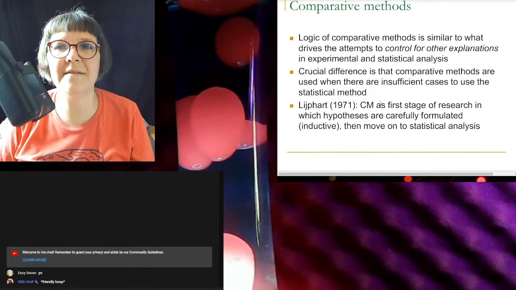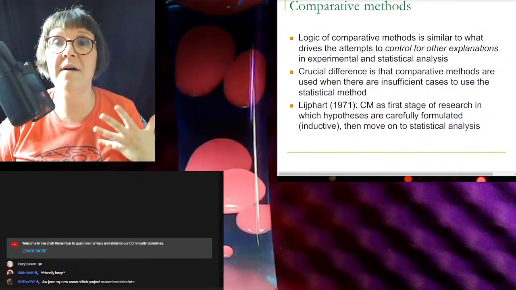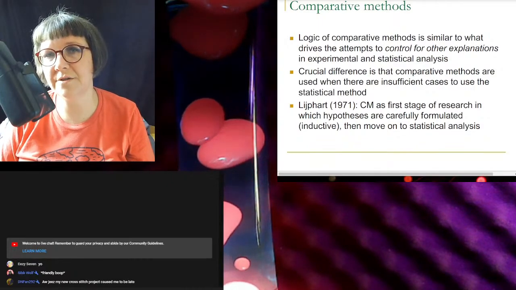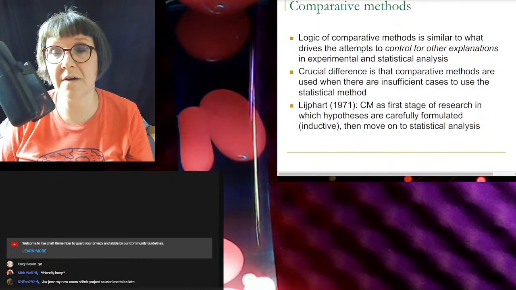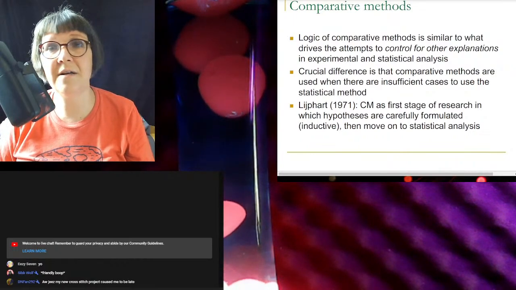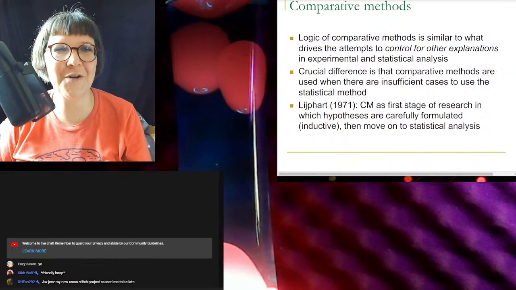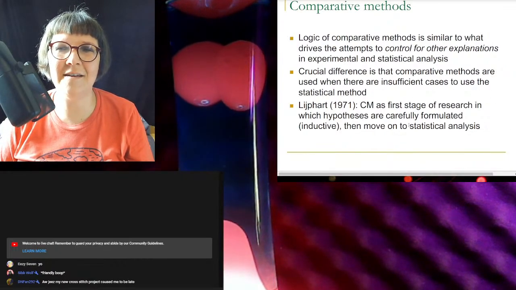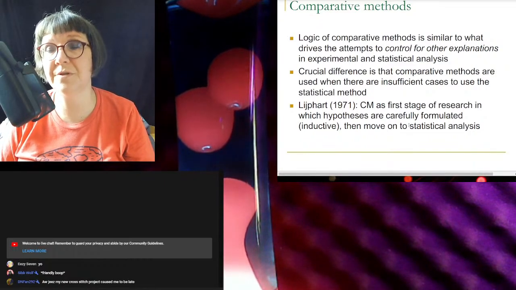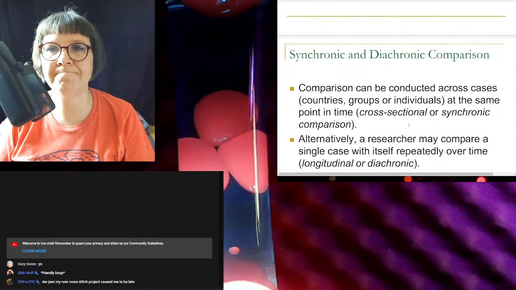Oftentimes, comparative method is a first stage of research where you're doing the important work of theory generation. You're looking inductively at the world and trying to understand what the causal relationships are that are producing these outcomes. And once you have done some preliminary investigation inductively, understanding that you can have spurious induction, then you can formulate hypotheses about a causal relationship between phenomena and make a prediction and move on to statistical analysis.